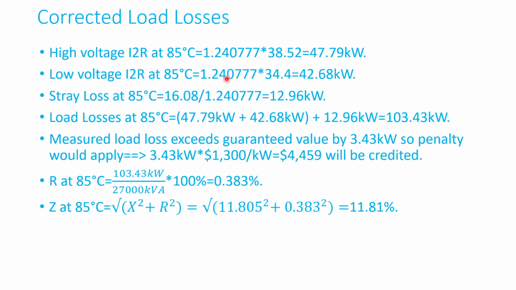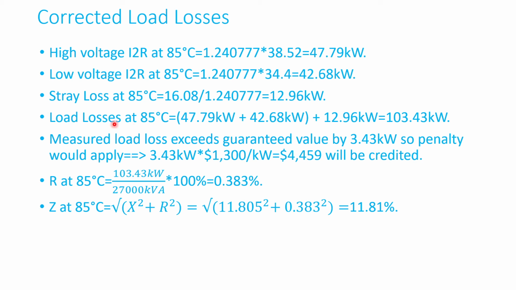So that is stray losses at 85 degrees Celsius. As I stated before, for I squared R, or anytime you have resistance, you do the correction factor times. For the stray losses, however, you divide by the correction factor. So if I want to calculate the stray losses at 85 degrees Celsius, I take the stray losses at the test temperature, which is at 23 degrees Celsius, which is 16.08 divided by the correction factor. So you can see it went down from 16 to, say, 13.